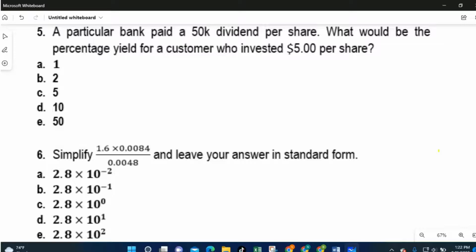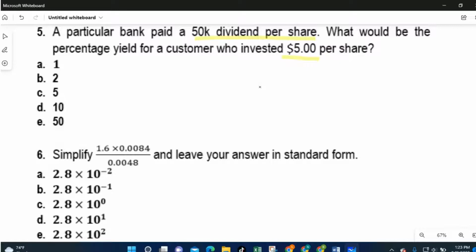Now the customer invested 5 naira per share, not dollar. It should be 5 naira per what? Per share. Now the bank dividends is what? 50 kobo per share. Now we are going to look at how we'll solve this question and then get our final solution. And we are going to take this question part by part.